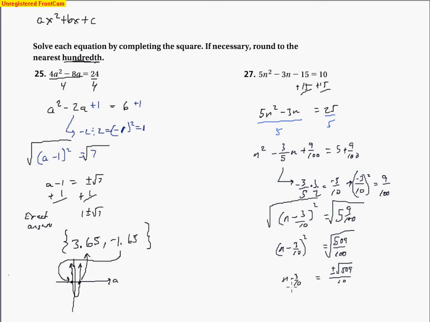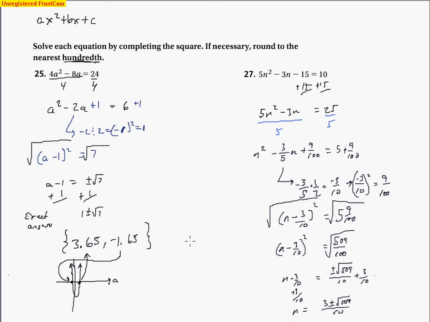So at this stage, you know you're doing something right if the denominators are the same. So when I add the 3/10, you see how the denominators are the same, so my exact answer is this. It's 3 plus or minus the square root of 509 all over 10. So there it is. So now we want to find out what that is.